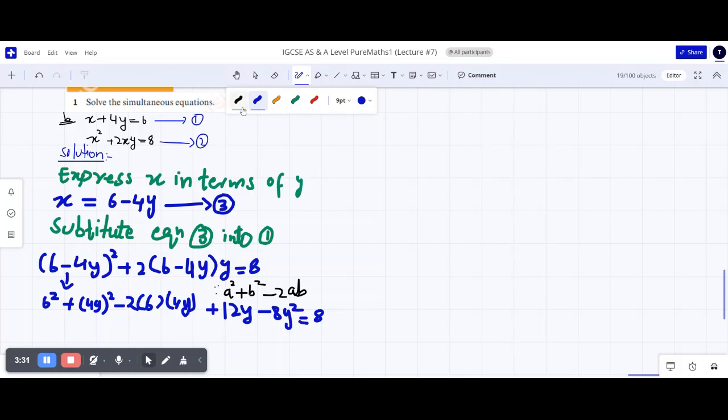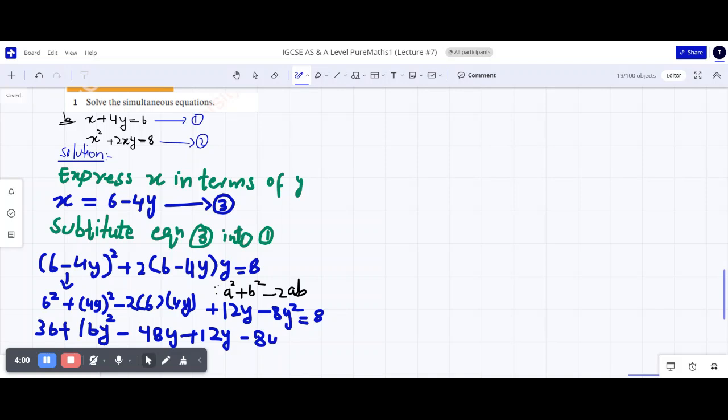Then we expand the squares. 6 squared is 36 plus 4 squared is 16y squared, minus 6 times 2 is 12 and 12 times 4 is 48y. Then the rest we write the same, plus 12y minus 8y squared equals 8.